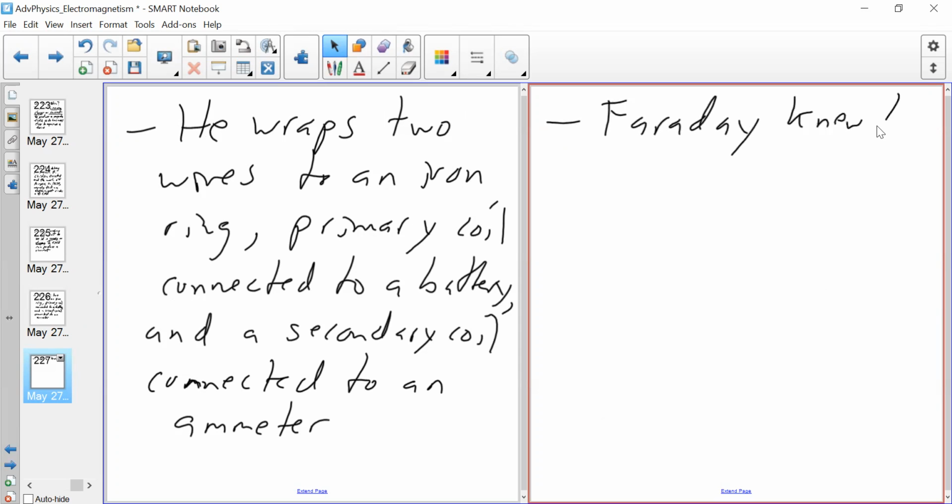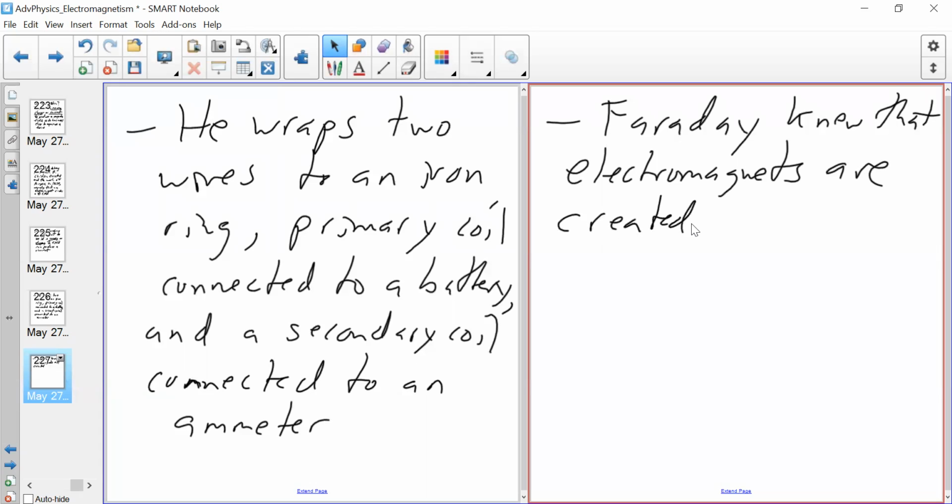Faraday knew that electromagnets are created when you have a wire with current running through it, wrapped around metal. You can create a magnet, an electromagnet, a magnet through electricity. So you get a piece of iron, you run current through it, you have a magnet. He knew this, and this was part of his idea for the experiment. I've done that plenty of times in class. It's pretty cool.